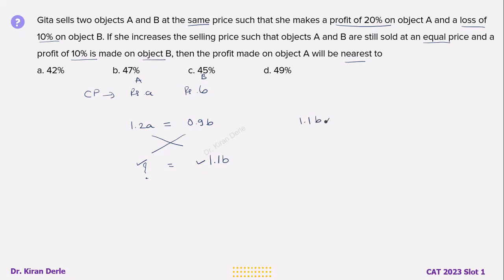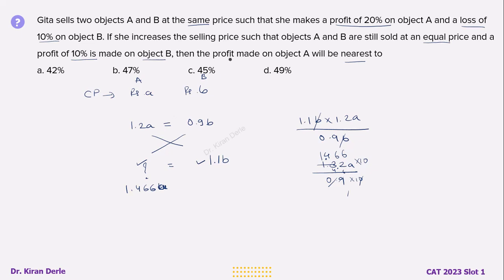So 1.1B into 1.2A upon 0.9B, right? So this B will get cancelled. This into this is 1.32A upon 0.9. I can multiply this by 10 and this also by 10. So this will be 13.2 and this will be 9 simply. So 9 1 is 9, 9 4 is 36, 6 9 6 is this, again 6 9 6 is this. So 1.4666A, right? So 1.1B is equivalent to 1.466A. Sorry, A, I'm sorry, A, right?